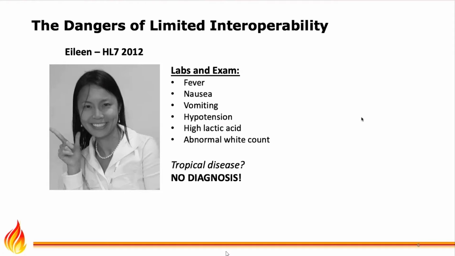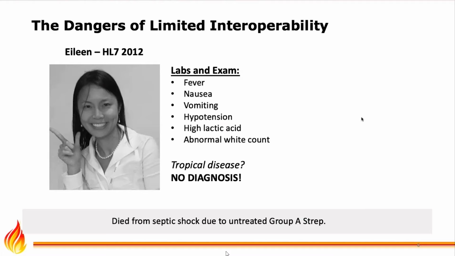She was presenting with a fever, nausea, vomiting, hypotension, a high lactic acid, and an abnormal white count. She had only been in the States about 2 or 3 days. The ER docs were really concerned about the fact that she'd been on an international flight with a layover somewhere. She came from Singapore, so was it something they didn't know? She was a young woman in her 30s. She had been married about 3 or 4 months. She had run in a marathon 2 weeks before. So they weren't sure what she had been exposed to and what she had. But what ended up happening is that she died from septic shock from untreated group A strep.